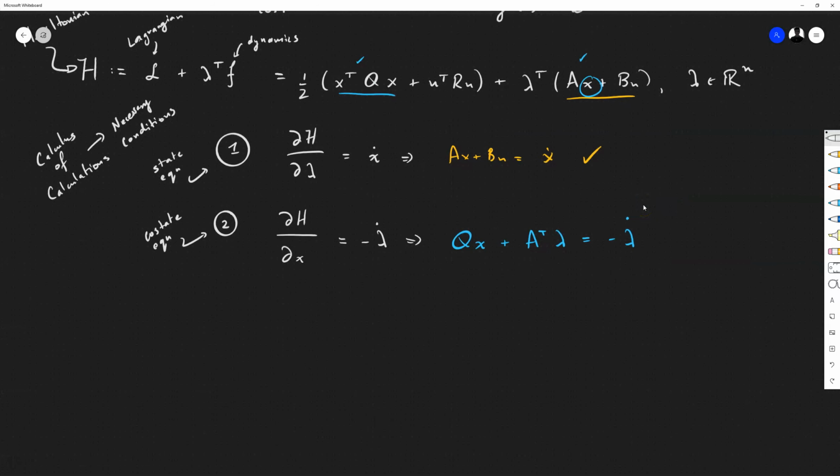Okay, and now for perhaps the most important one, this is called stationarity. This is the stationarity condition. And what it says is that the derivative of the Hamiltonian with respect to the control, or to the decision variables, is 0. And that's why it's called stationarity, because the derivative is 0. So, okay, what is the derivative with respect to the control? I'm running out of colors here. But as you can see, we have one term here, and one term here. So, taking the derivative is going to give us Ru from the first term plus B transpose lambda from the second term. And this is, of course, equal to 0.